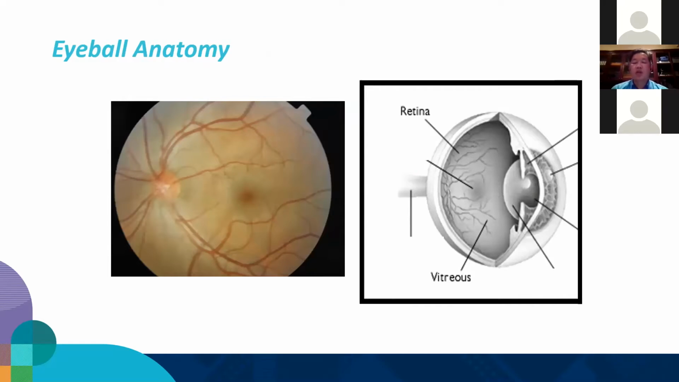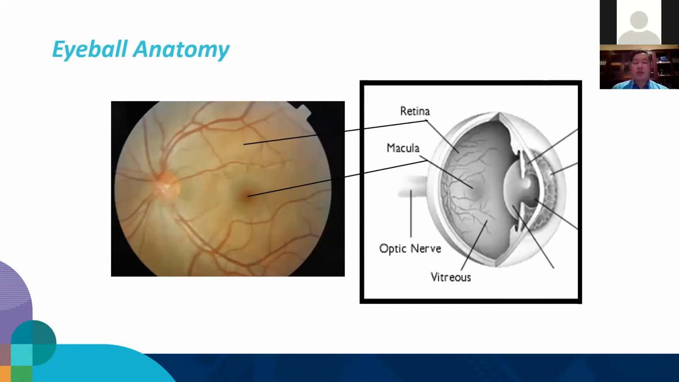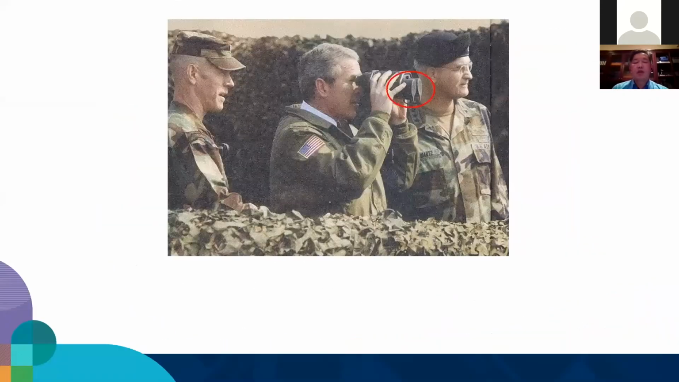And then you have the retina. You have the so-called peripheral retina and the macula. And the macula is an important part of the eye because that's the part of the eye that sorts out the visual acuity and color and so on and so forth. All these signals are then transmitted by the optic nerve and on into the brain.